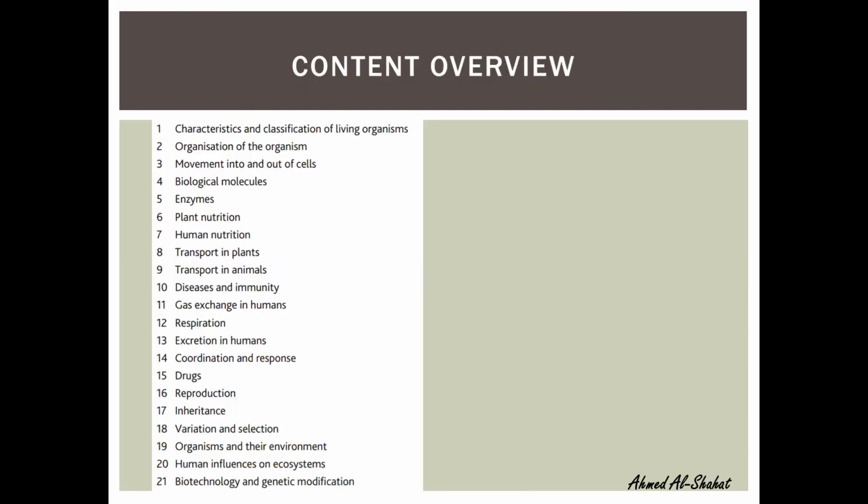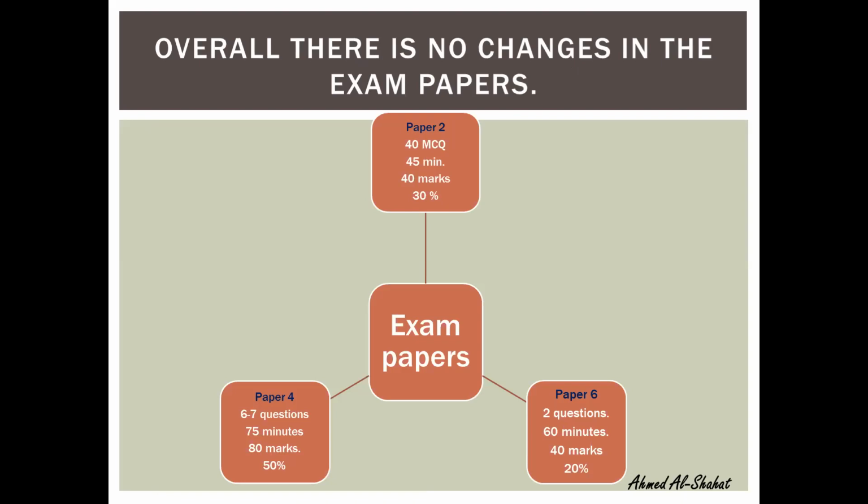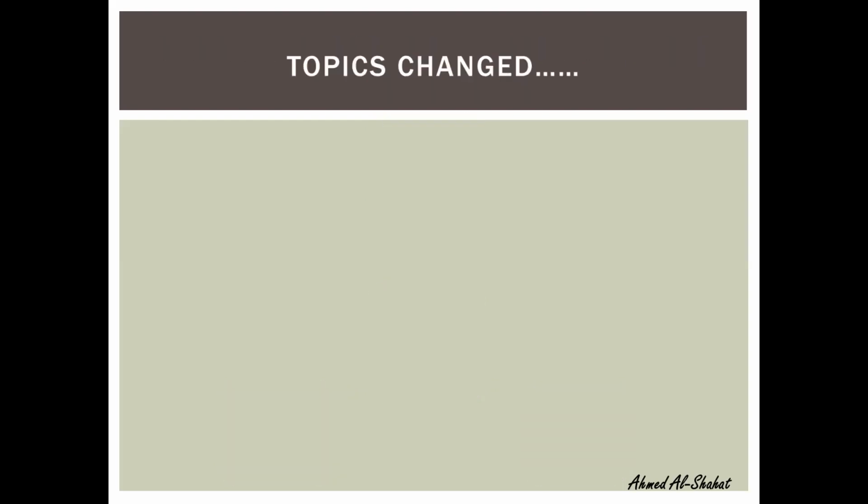And this is the content overview. Approximately, there are no changes in the number of topics, but we have some slight changes. But before talking about the changes in our syllabus, there are no extreme changes in our exam paper. Actually, there are no changes at all in our exam paper. We still have paper 2, paper 4, and paper 6 with the same techniques and also the same weight in the whole papers. What are the changes in our topics?